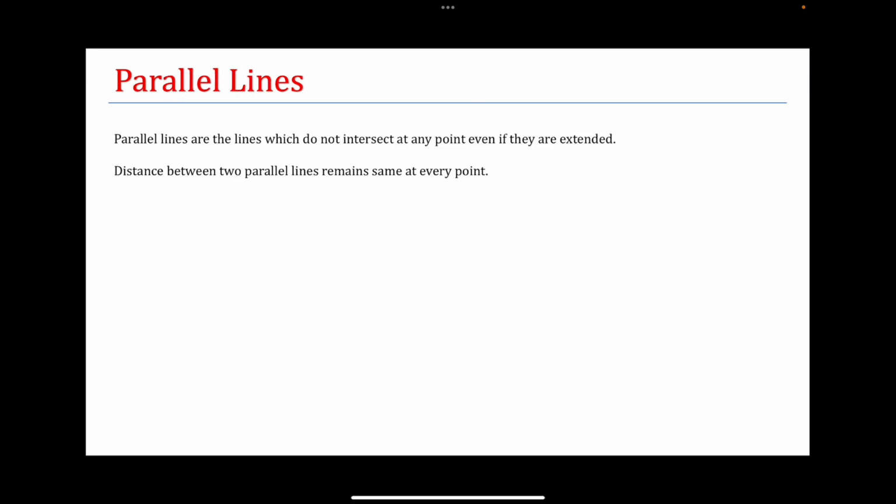Parallel lines. Parallel lines are the lines which do not intersect at any point, even if they are extended. The distance between two parallel lines remains the same at every point. So in the figure, lines L and M are parallel. They don't intersect even if you extend them to any length, and the distance between them is the same at every point.